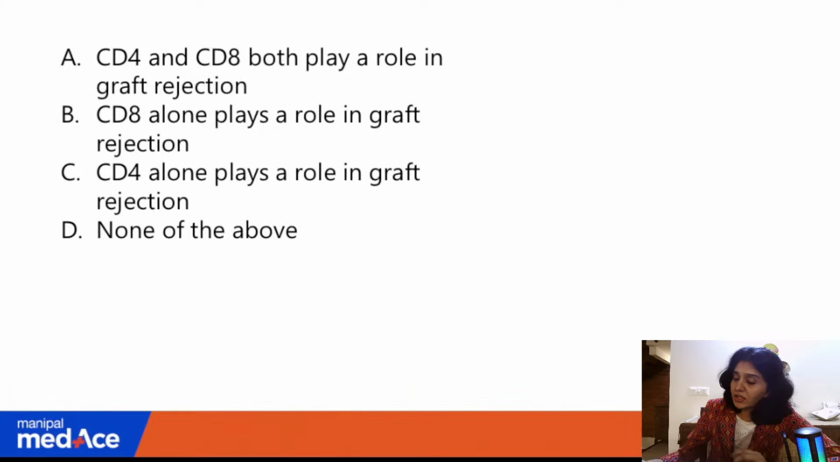So look at the options for this particular question. CD4 and CD8 both play a role in graft rejection. When anti-CD4 and anti-CD8 together delayed the events, that means CD4 and CD8 both play a role in graft rejection. So even though you don't know how to interpret Kaplan-Meier, if you've studied in patho that CD4 and CD8 play a role in graft rejection, you could have answered this. I'm sure you answered this correctly. CD8 alone plays a role in graft rejection, and CD8 and CD4 are wrong. So the correct option would be the first one, that is CD4 and CD8 both play a role.